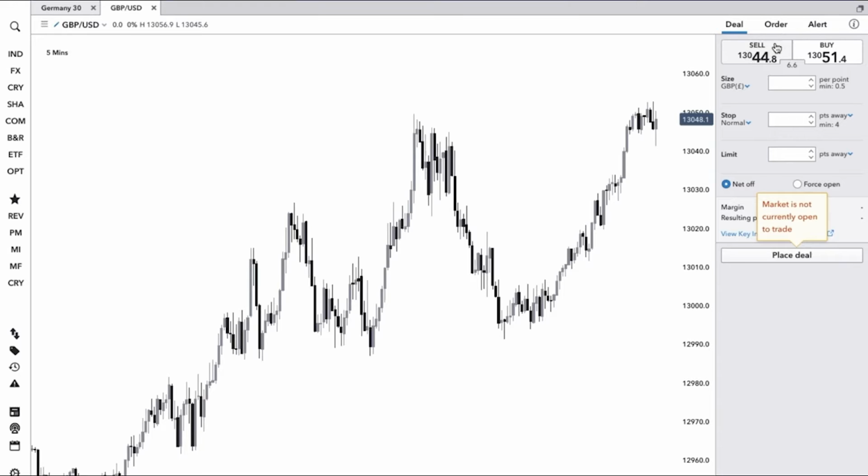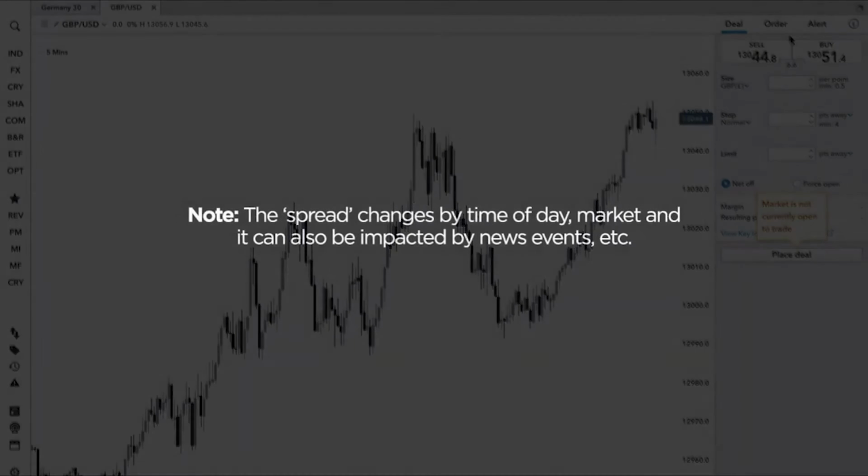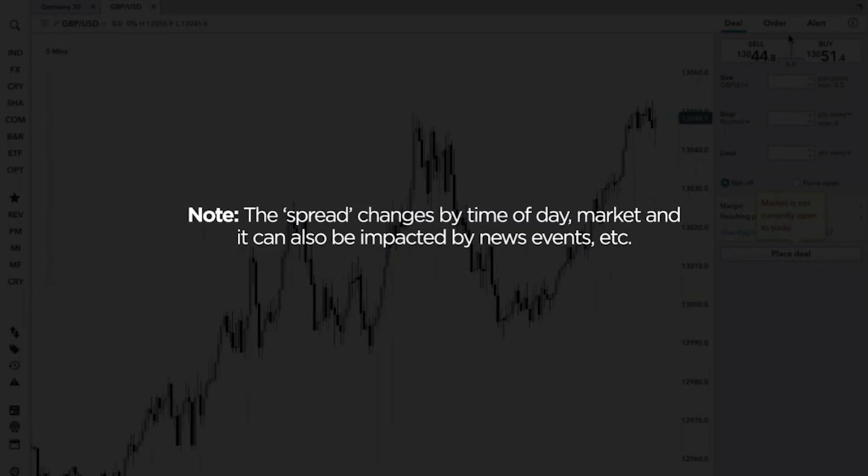Well, if you look at the two prices that we have available here, if we sell this market, we'd be selling 13,044.8. And if we buy the market, we'd be buying 13,051.4. The difference between these two prices is the spread that's charged by IG. Now, the actual price of the market, as you can see, is 13,048.1. And IG then add the spread to either side of this price, which again is their commission. It's their charge for doing business with them.